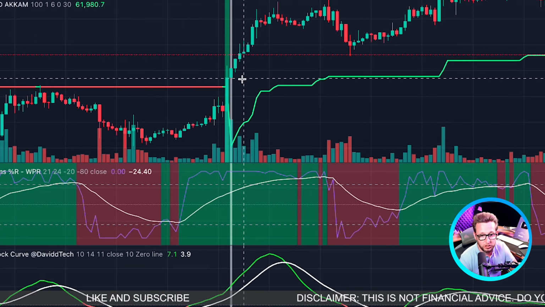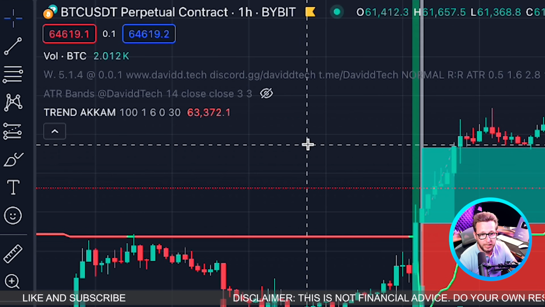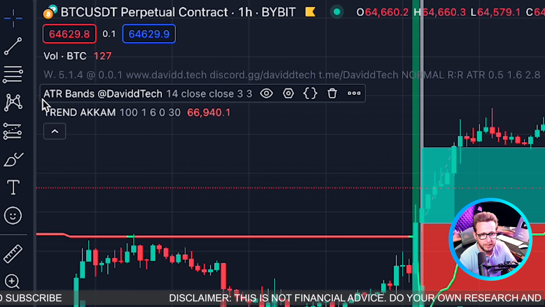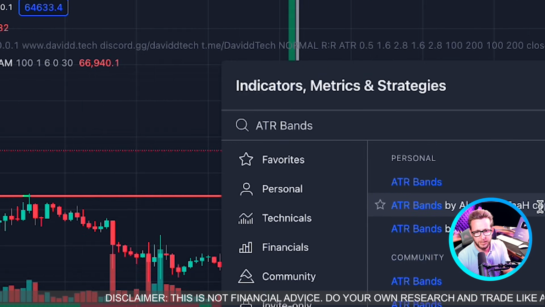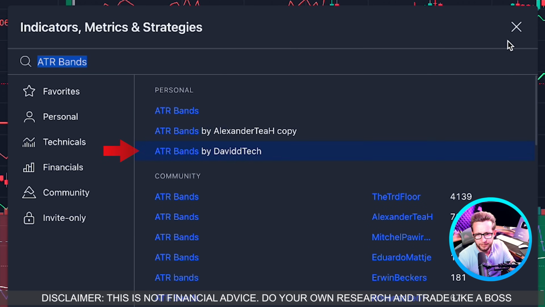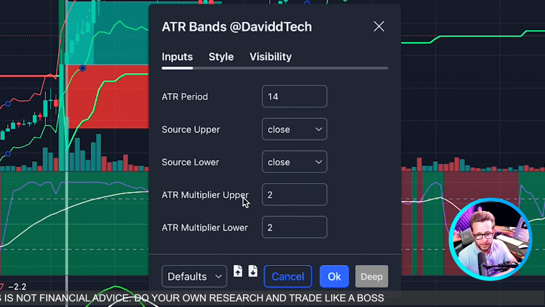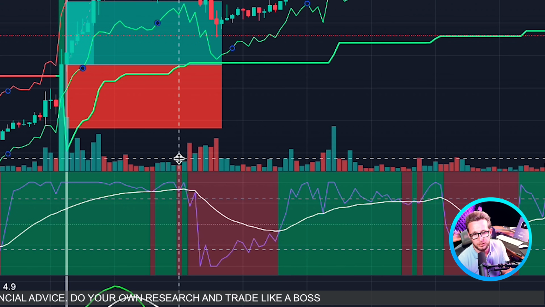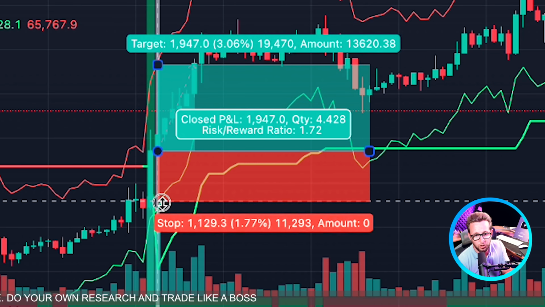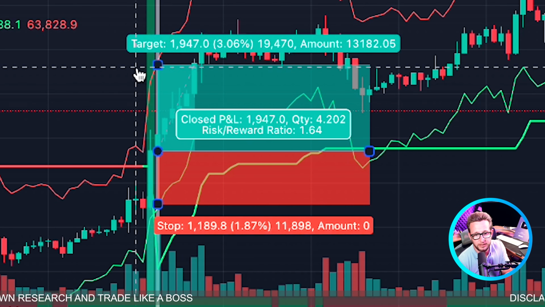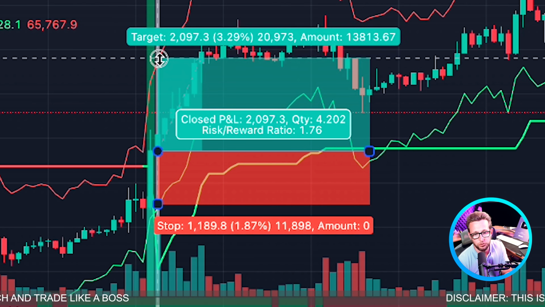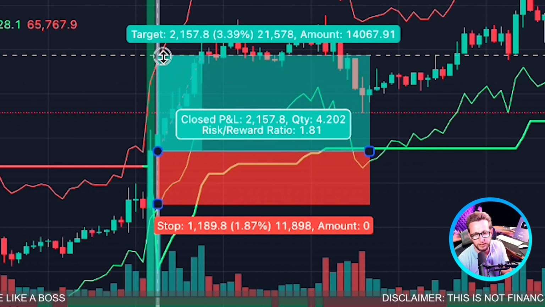Let's add a long position to here. Now for our take profits and stop loss, we're going to be using the ATR bands by DaviddTech, this one just here. We're going to set up the ATR bands with a multiplier of 3, just like that. We're going to set our stop losses to the ATR bands, and our take profit on the original strategy was a 1.8 risk to reward.